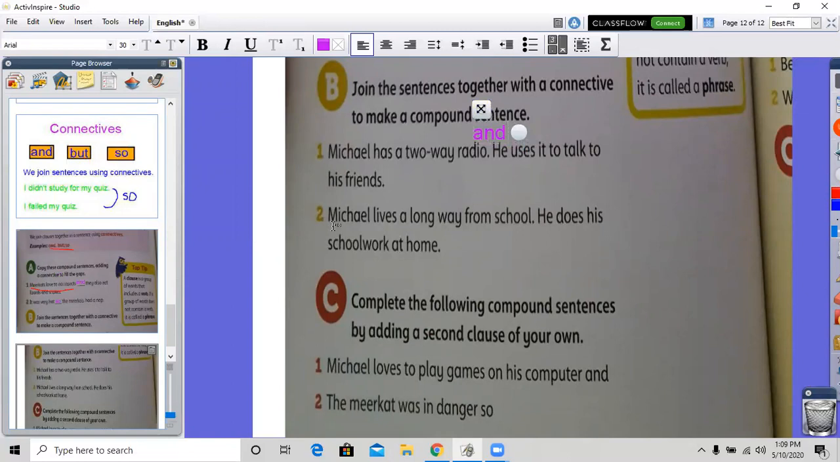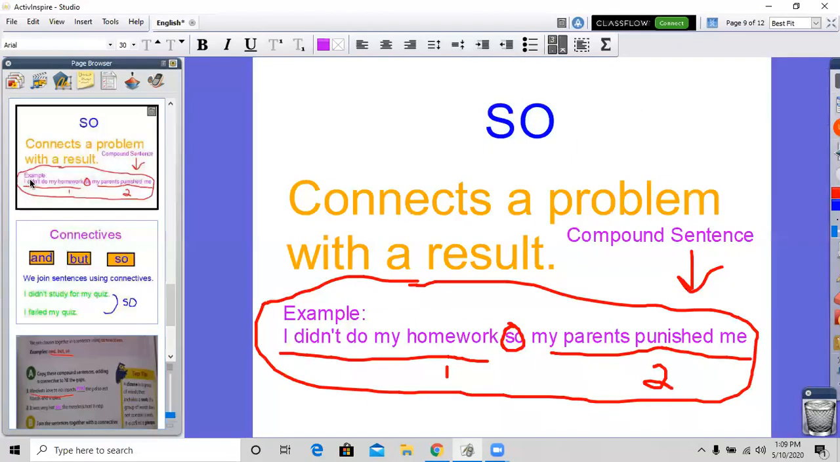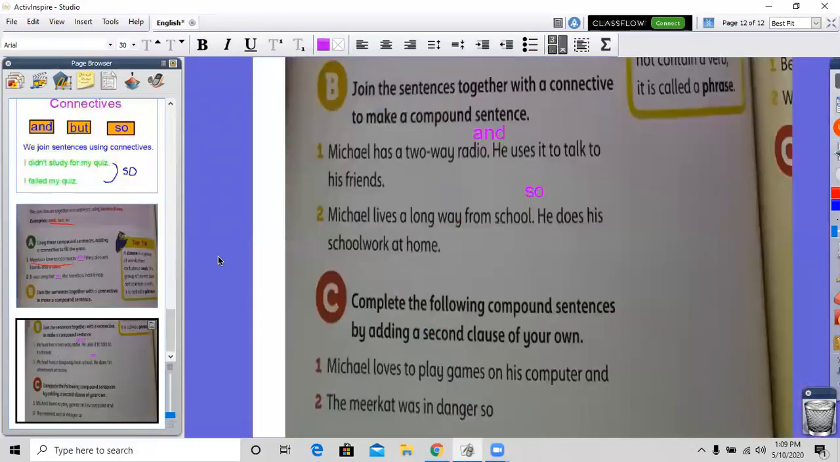Okay, second question. Michael lives a long way from school. So he does his schoolwork at home. As you can see, so connects a problem with a result. Our problem is he lives a long way from school. So what happened? He does his schoolwork at home because he lives very far from school.